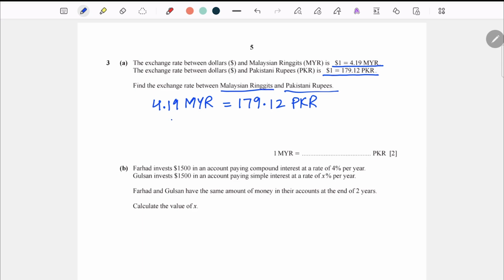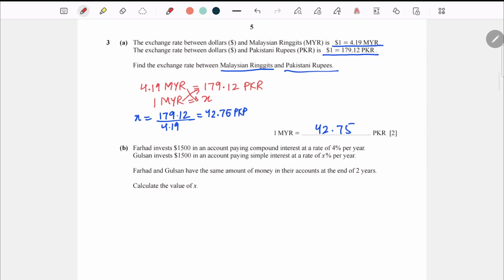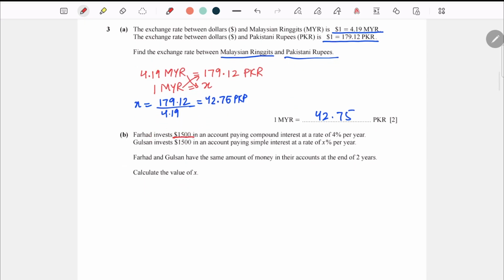Now if we simplify this, 1 Malaysian ringgit will now be equal to X. I'll solve this using ratios. X will be 179.12 divided by 4.19 and this will be equal to 42.75 PKR. So 1 Malaysian ringgit is equal to 42.75 Pakistani rupees.